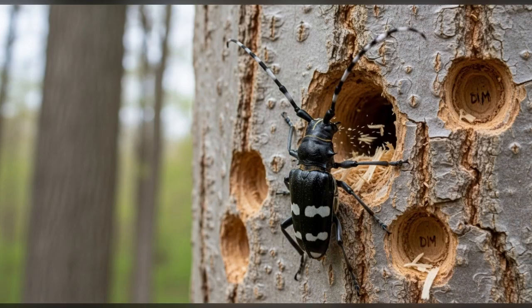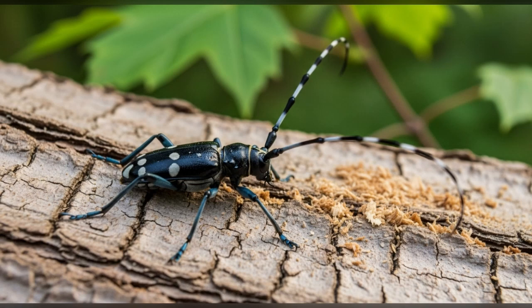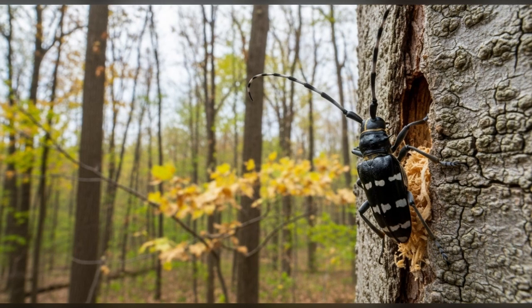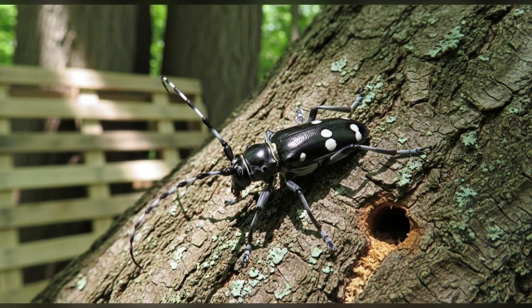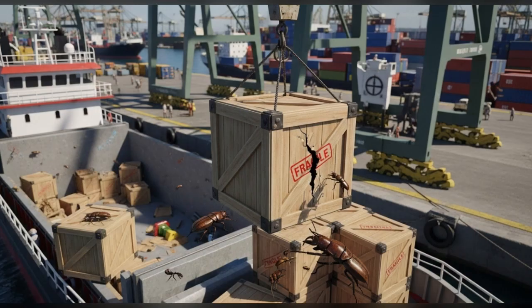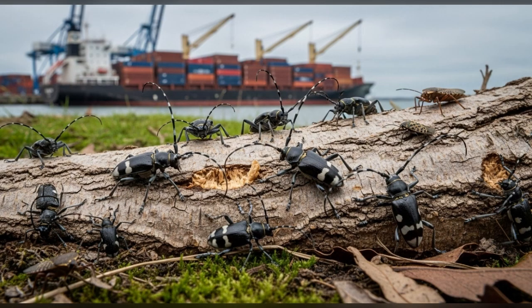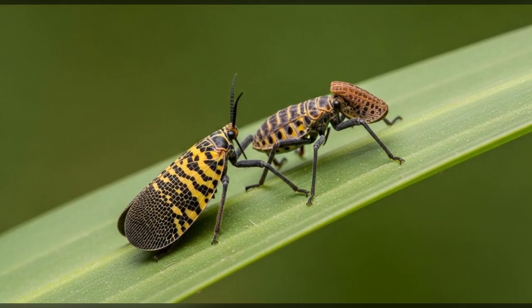One notorious example is the Asian Longhorned Beetle, which has infested millions of trees across the eastern U.S. Since its discovery in 1996, this beetle has caused over $700 million in damages to forests and urban trees in 14 states. It was likely introduced through infested wood packing material used in shipping furniture and other goods from Asia. But the story doesn't end there.